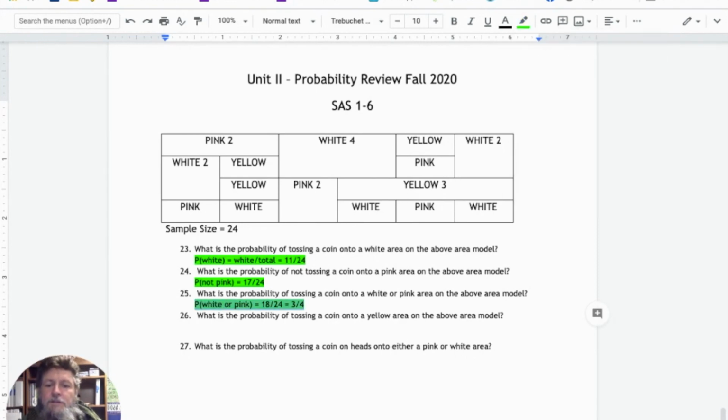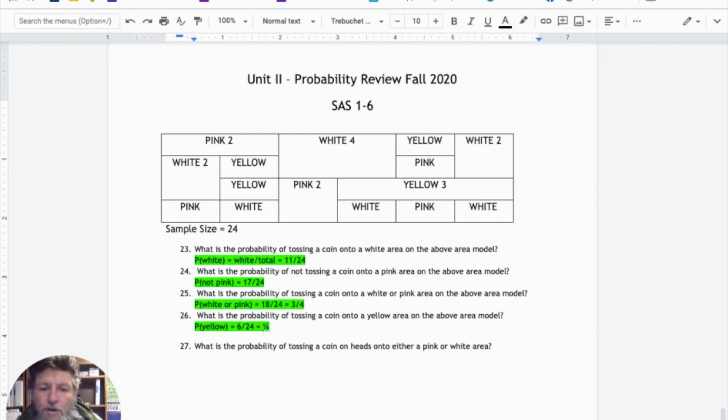Another way to do this is to look and see how many are yellow. 1, 2, 3, 4, 5, 6. 6 from 24 is 18. We get the same answer. All right. What is the probability to toss a coin into a yellow area in the above area model? We just counted 6 as our yellow. So it's 6 out of 24, which reduces to 1/4. So that's your probability of getting yellow. I like that, it is correct.